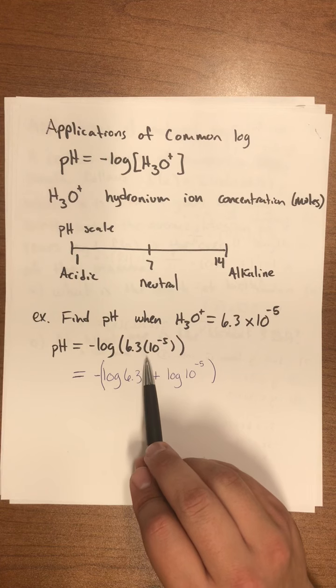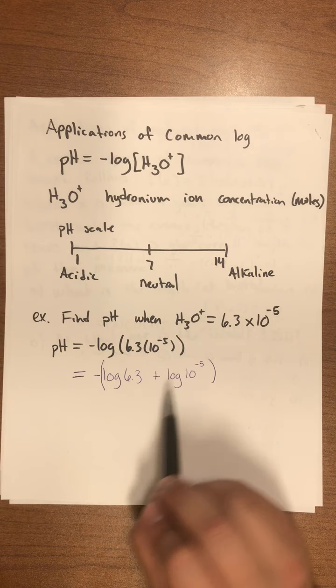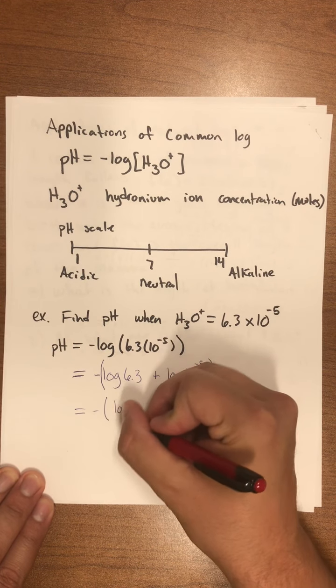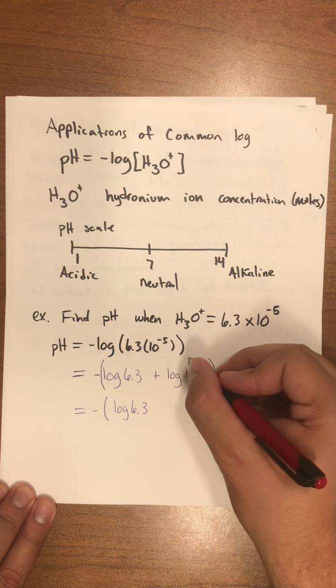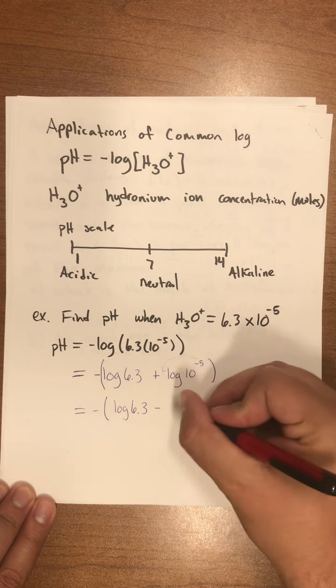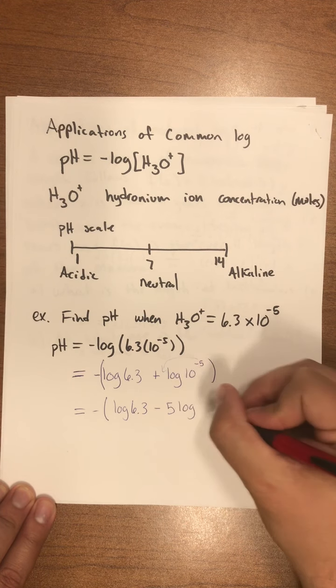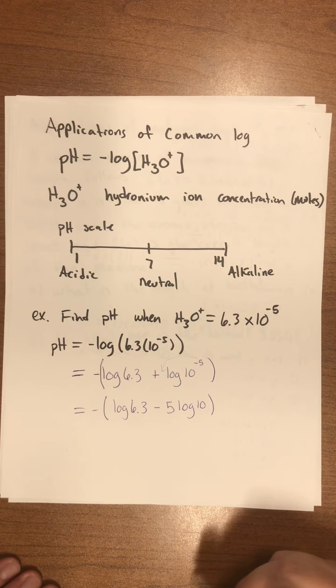So this is the product rule for logarithms. And now we can use the power rule for logarithms, so this -5 can be the coefficient. It's the exponent in the argument, which the power rule allows us to move to the coefficient.